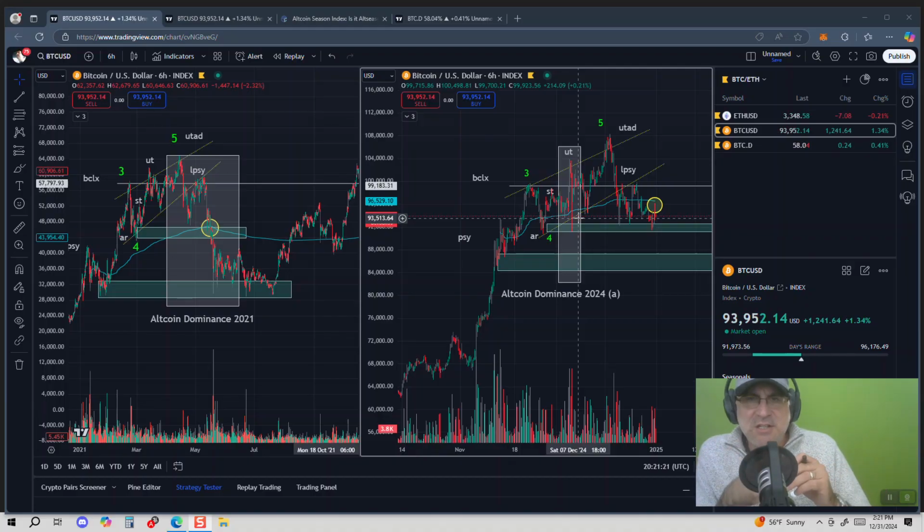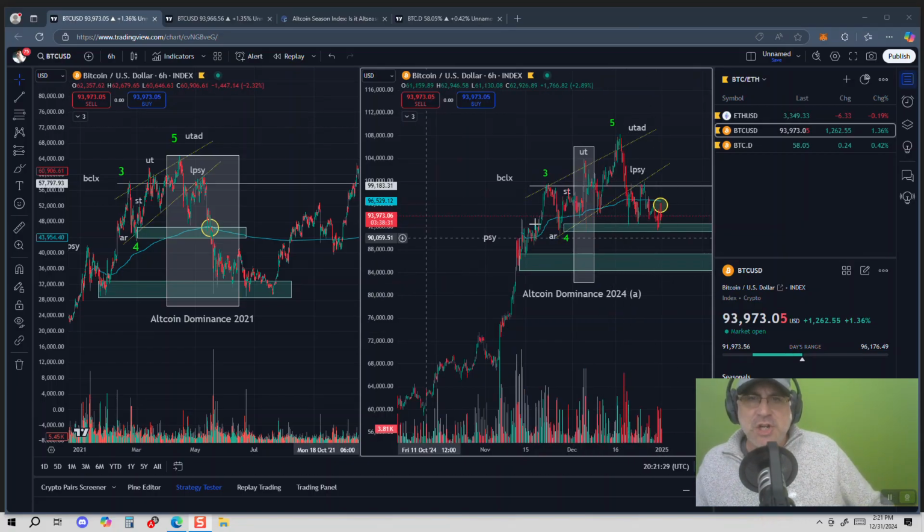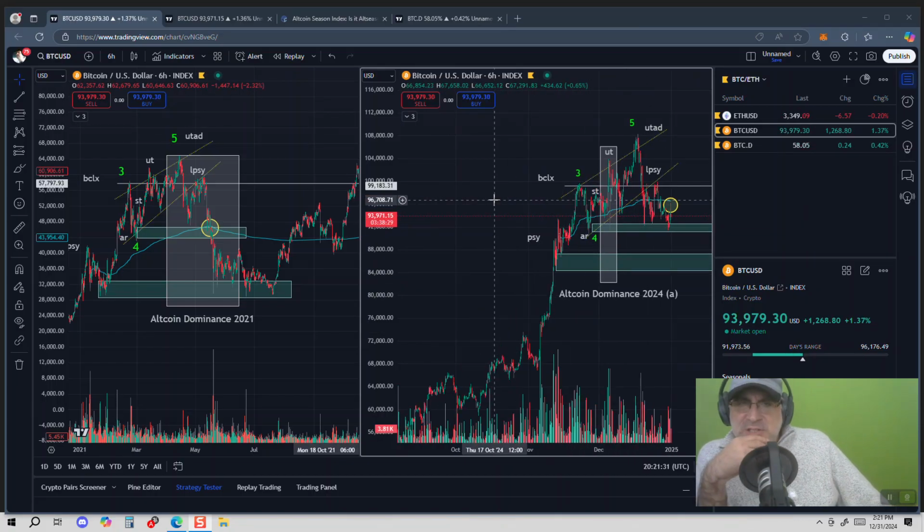This isn't only for Bitcoin. We see this in all tradable assets. This sort of construction, this sort of pattern, we see to varying degrees.